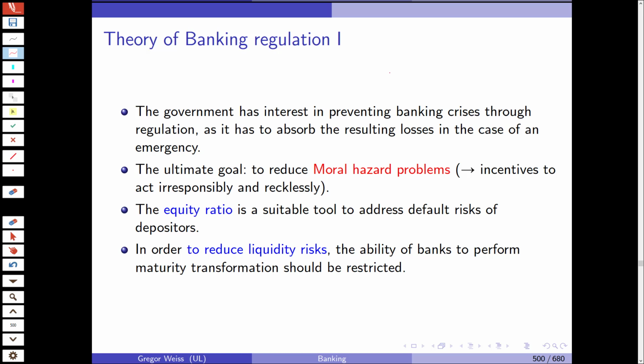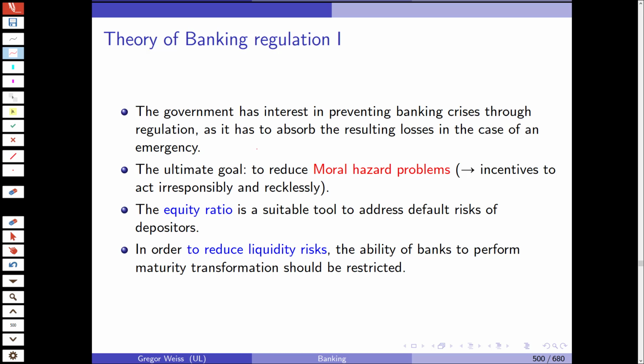In other words, vice versa. We do have moral hazard problems. We have incentives for bank managers to act irresponsibly and recklessly. And this is the overarching premise and problem here in banking regulation.